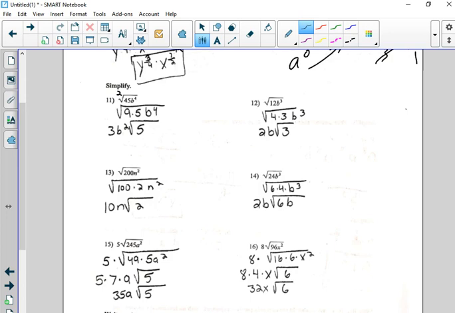So 45, the smallest one of that is 36. Then 25, 16, 9. 9 times 5 is 45. Always write that one first. That's going to come out as 3. The square root of 9 is 3.